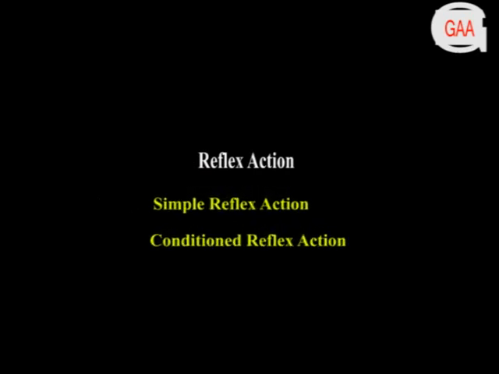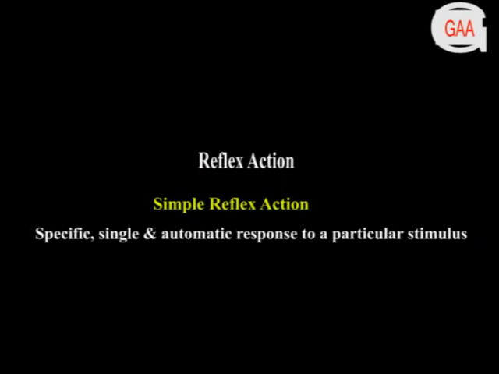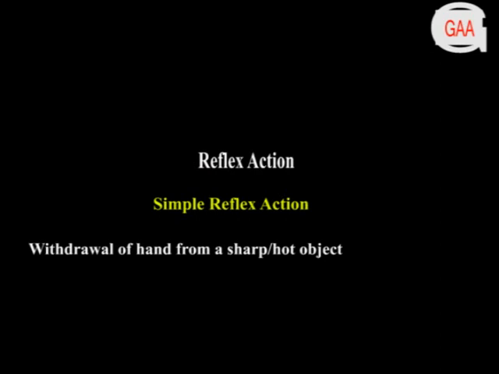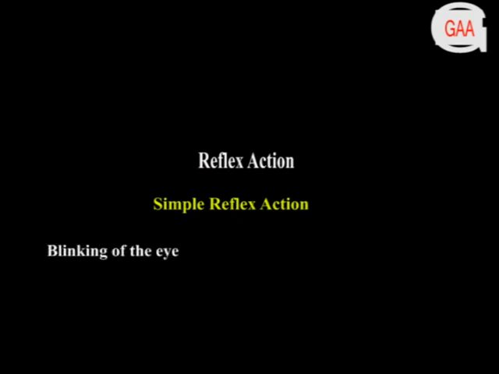Reflex action. A reflex action is a rapid response to a stimulus. There are two types of reflex actions, simple and conditioned. In a simple reflex action, there is a specific single and automatic response to a particular stimulus. It is the simplest form of reflex and does not rely on learning. This includes withdrawal of a finger from a sharp or hot object, blinking of the eye, knee-jerk response, coughing and sneezing, amongst others.